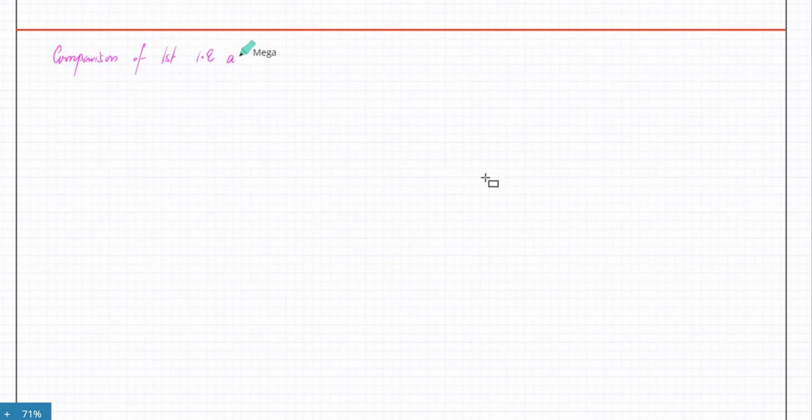Now, moving on, the next thing that we're going to study in ionization energies is the comparison of first ionization energies down a group. Let's do down the group first.